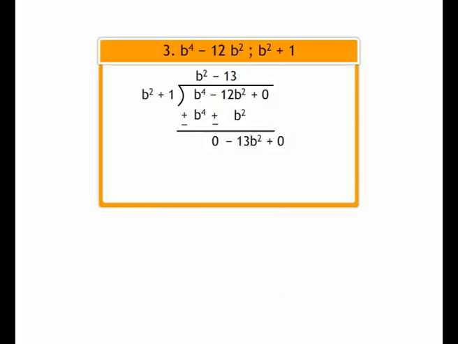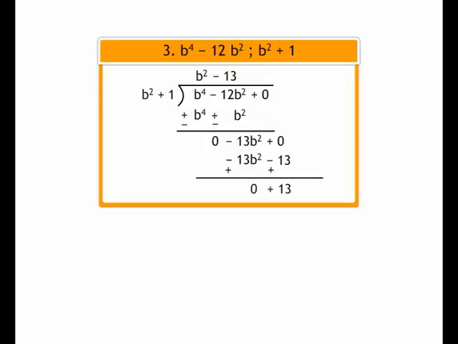After this, we will multiply the quotient, that is minus 13, with the divisor, that is b square plus 1. As minus 13 multiplied by b square plus 1 is equal to minus 13b square minus 13, we will now write this product exactly below that part of the dividend whose polynomial bears the same index. Thus we will write minus 13b square below minus 13b square and minus 13 below plus 0. Now, after changing the signs of both the terms of the product, we get 0 plus 13.